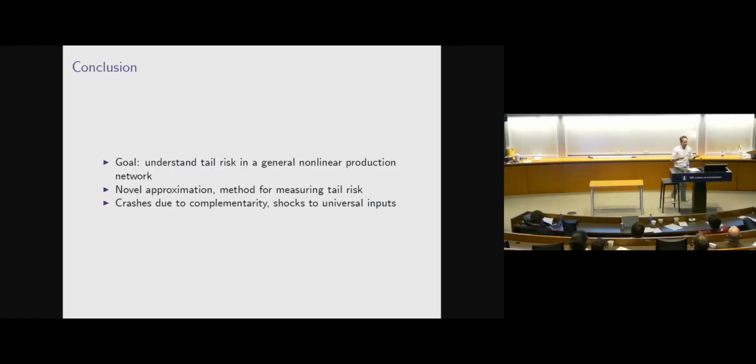So the point of this then is to understand tail risk in a general nonlinear production network. I get this approximation that lets me think about the effects of shocks when they get really big. This gives us a method for measuring tail risk in overall GDP and also thinking about the influence of individual sectors. What you get out of it is that where crashes come from is really complementarity. In the absence of complementarity in inputs, sector-level shocks are not going to create left-tail events in GDP. You need this complementarity, and you really need shocks to universal inputs to end up doing that.